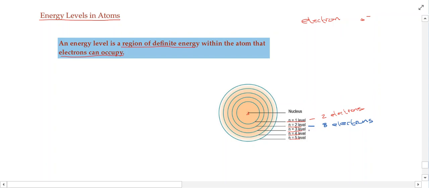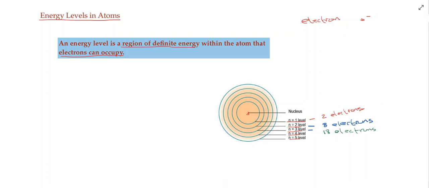Then if we move out another level, out to the third energy level, or energy region, or level if you like, that's n is equal to 3, and it can hold up to 18 electrons. So it has a capacity. Remember, we've seen this word here, region, space where electrons can occupy. So it has a capacity then for 18 electrons. And that's n is equal to 3.